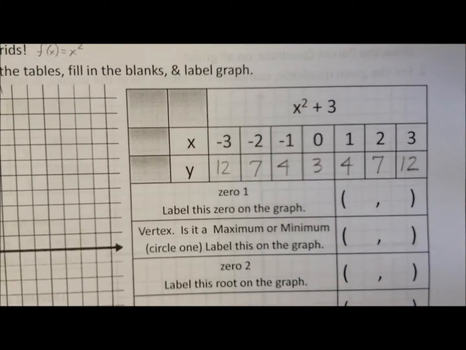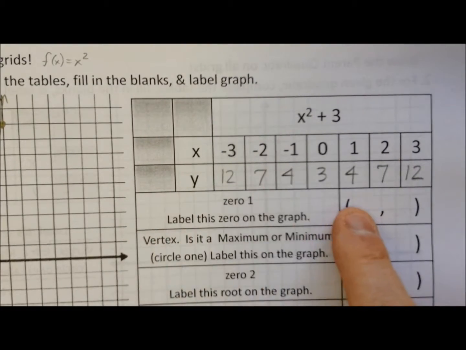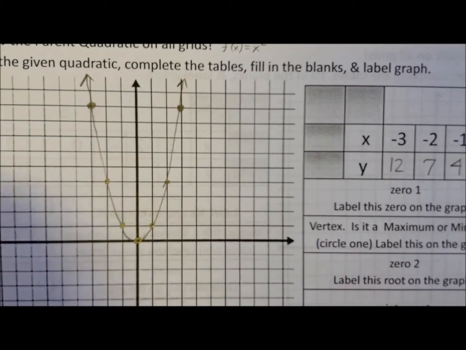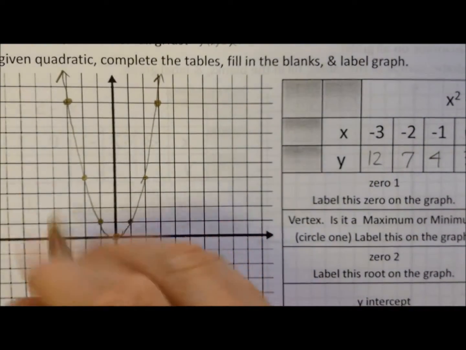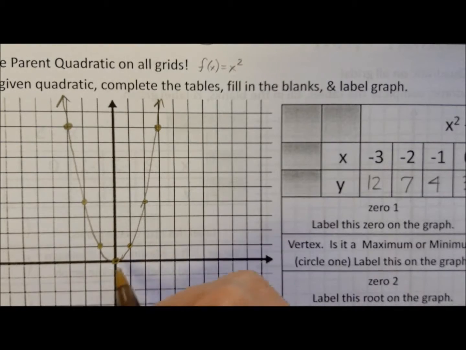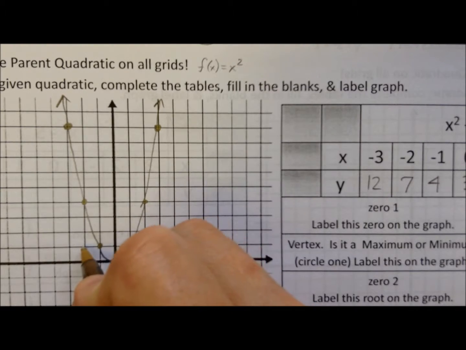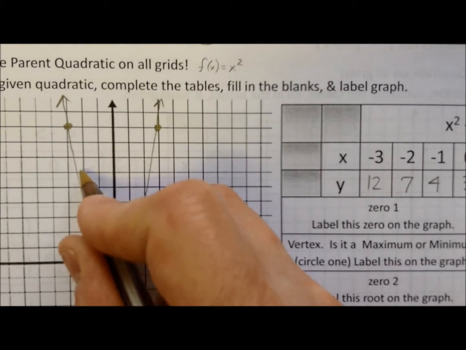So now we can come over here and graph these points, and we're going to compare it to the parent. Okay? So we have negative 3, 12, which is off the grid. We'll now do a negative 2, 7. 1, 2, 3, 4, 5, 6, 7.